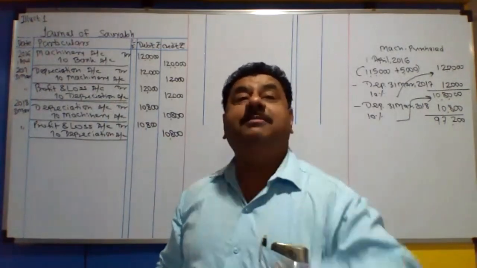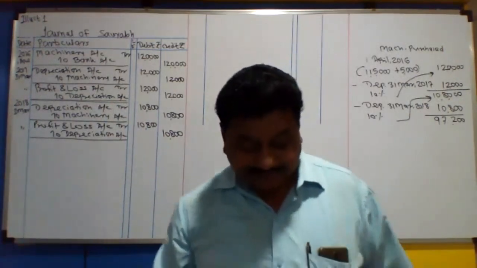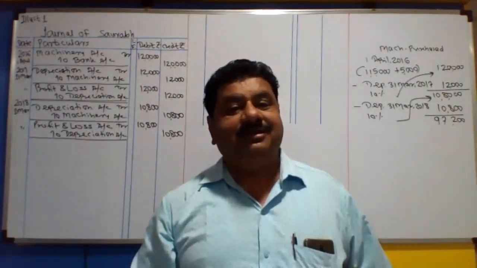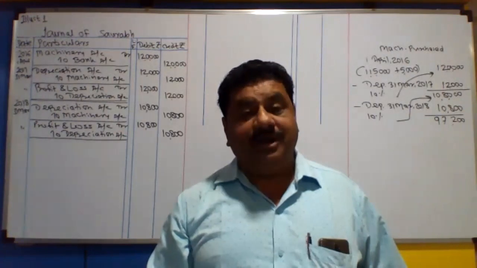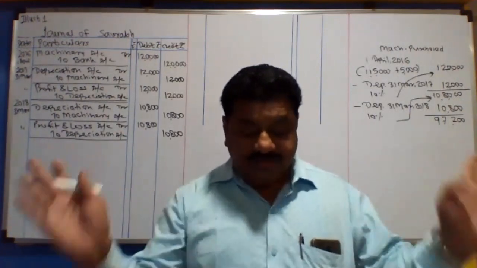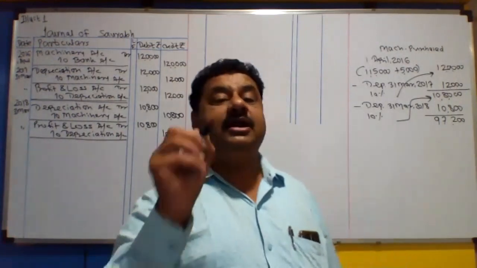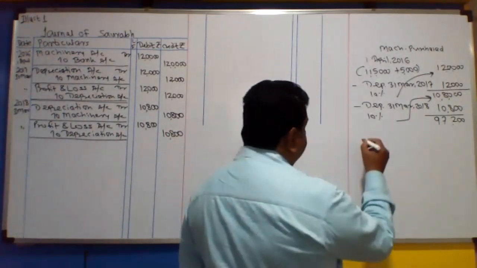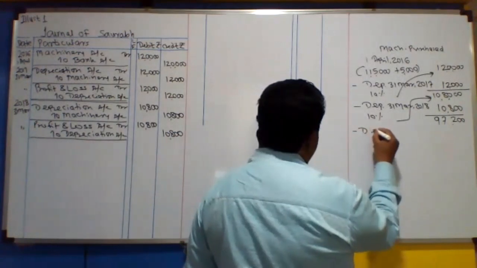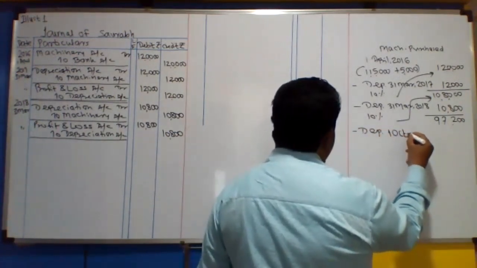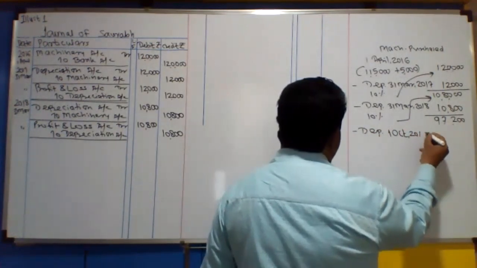आता काय झालं? What happened? Look at the problem. On 1st October 2018. So we are in third year now. What happened? The complete machinery disposed of at what price? 80,000. आता करावं काय लागेल बघा. First of all, we are going to calculate depreciation, but not on March, on October 2018.